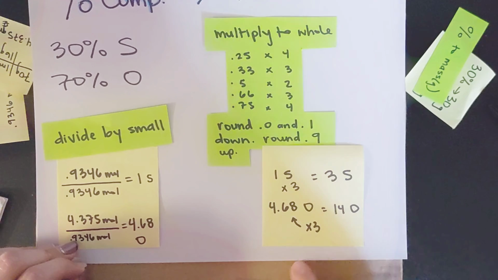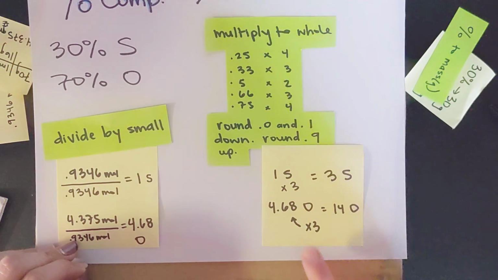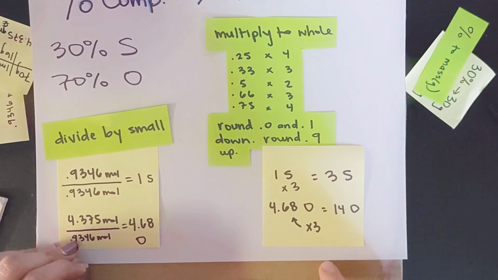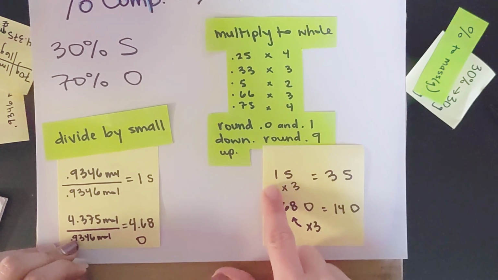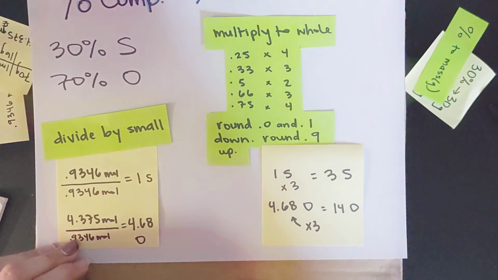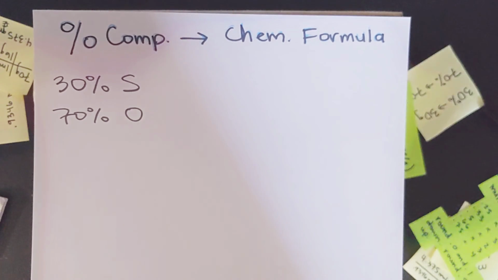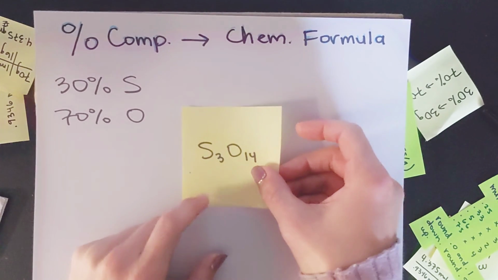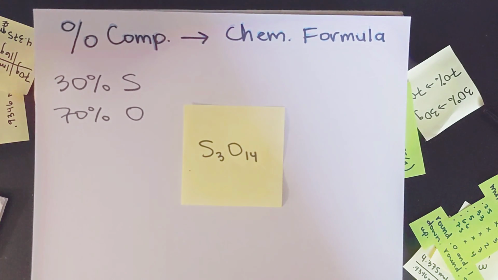And doing so will result in this. 4.68 times 3 is 14, and that's for oxygen. 1 times 3 is 3, and that is for sulfur. Finally, we just need to take that and write it as a chemical formula. So 3 sulfurs and 14 oxygens would be written as S3O14.